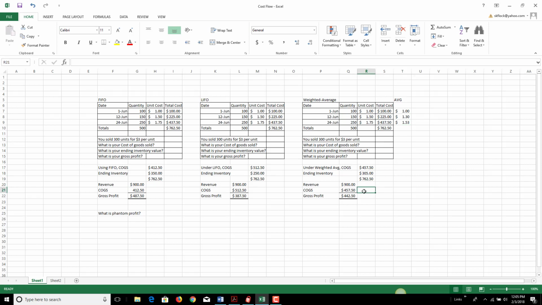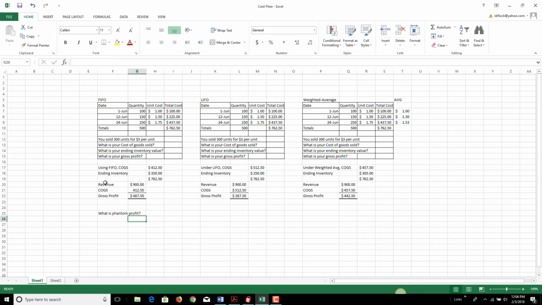Then I'll look at my revenue, subtract my cost of goods sold, get my gross profit. That's how you calculate the average cost. Now there's another concept to discuss called phantom profit. If you use first in, first out, you have what is called phantom profit.